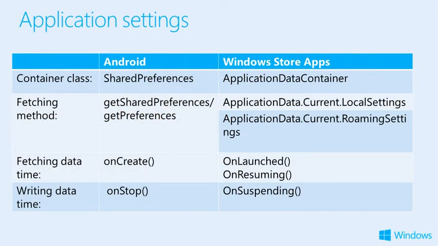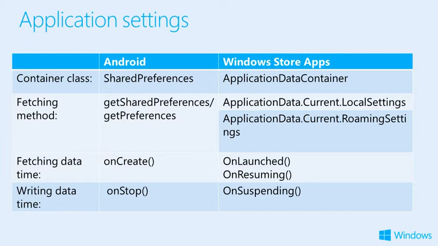Now let's have a look at how to store application settings. In Android, shared preference class is used to access settings data. In Windows Store apps, the replacement is application data container. To get the container object, you can call get shared preference or get preference in Android. In Windows Store apps, you can get it through local settings property. The application settings can also roam to other devices. In this case, you can use roaming settings property.